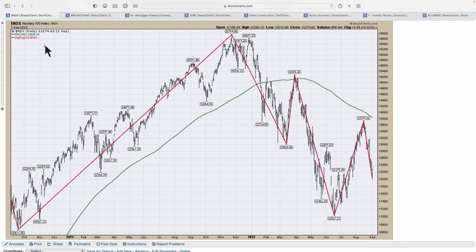I've set a zigzag indicator on the chart, and this is at 13%. What you see is from October 2021 to the high of the market in November, we never had a 13% pullback.